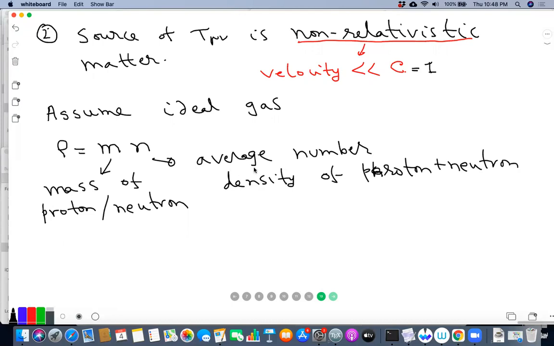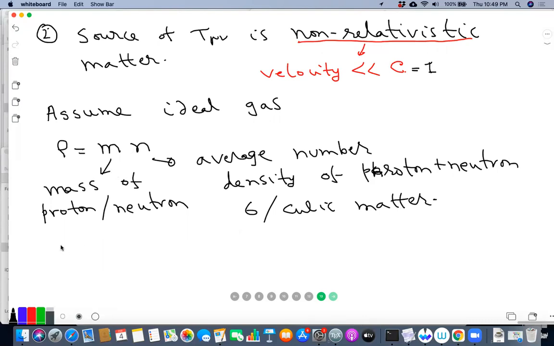And in practice, for our universe, this is an exceedingly small number. It's, I think, about 6 per cubic meter. So our universe is really very dilute. Even though locally, of course, it can have high density, like on the Earth or in the middle of the stars, most of the universe is empty. On the average, it has 6 protons per cubic meter. Anyway, this is the expression for rho.